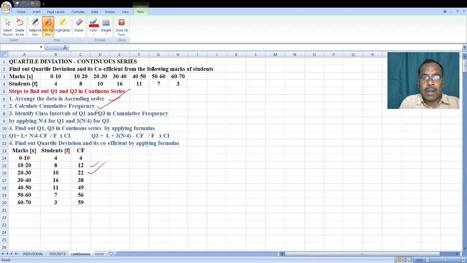Okay, students. After calculating the cumulative frequency, the next step is to identify the class intervals for Q1 and Q3 by applying N by 4 for Q1 and N by 4 into 3 for Q3. After identifying the class intervals, you have to find Q1 and Q3 in a continuous series by applying the following formulas. Q1 is equal to L plus (N by 4 minus CF) divided by F into the class interval difference. And for finding Q3, you have to apply L plus (3 into N by 4 minus CF) divided by F into CI. Okay, students, please watch this video carefully.